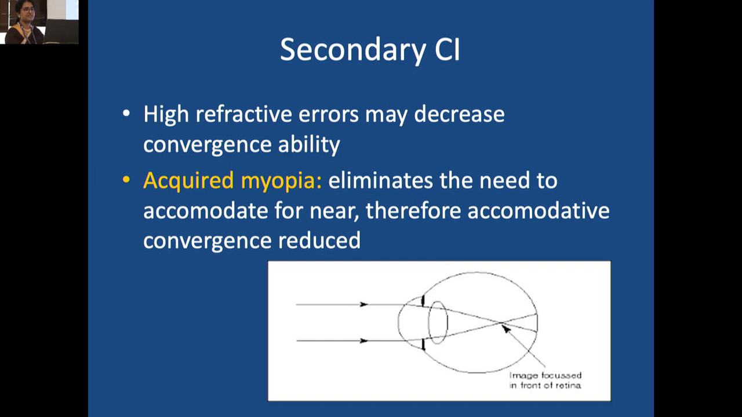There is something called secondary convergence insufficiency, because if you have a high refractive error, it may actually decrease the convergence ability. Also in acquired myopia, they do not have a need to accommodate for near.